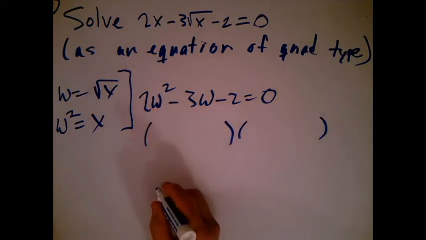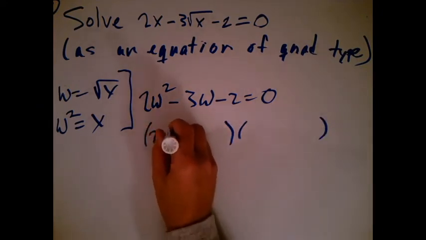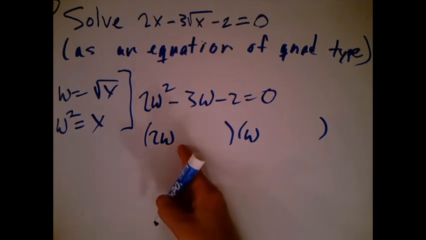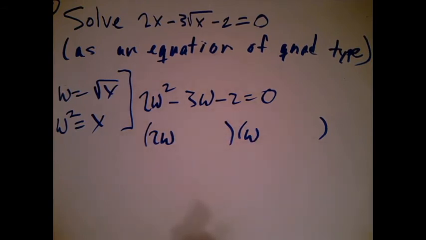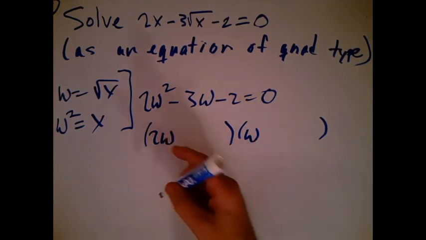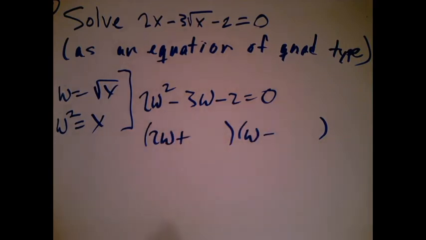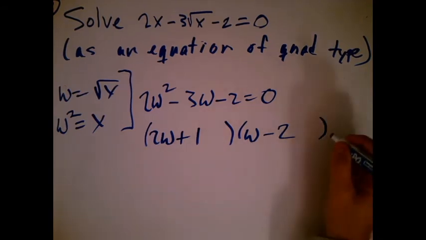I see 2w squared there. The only way that's going to factor is if one of them is 2w and one of them is w. I see a minus and a minus. So one of these has to be a minus and one of these has to be a plus. I see a minus here. I'm thinking because this one's bigger, I'm going to put a minus here and a plus here and hope it works. If I put a 2 here and a 1 here, how does that work? 2w squared minus 3w. Yeah, it works.